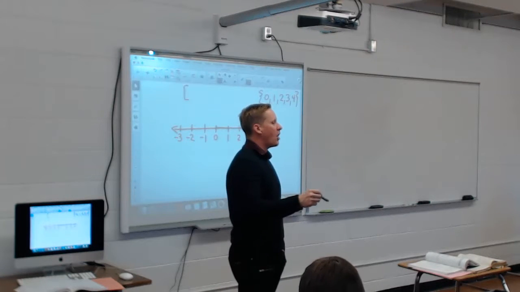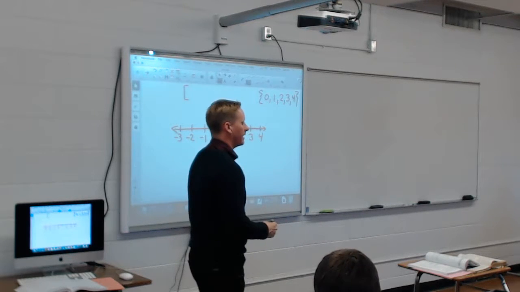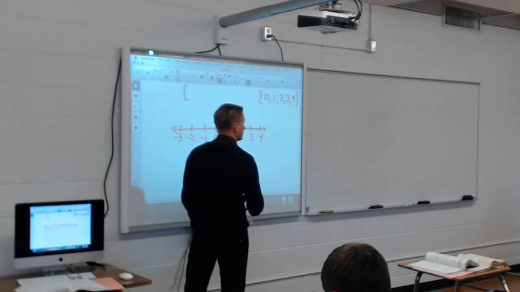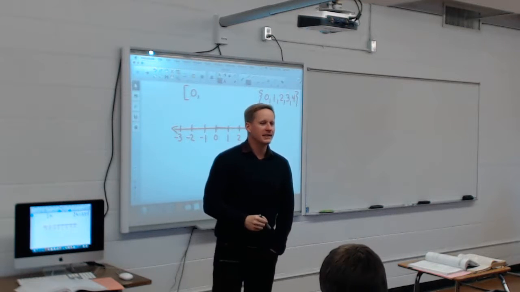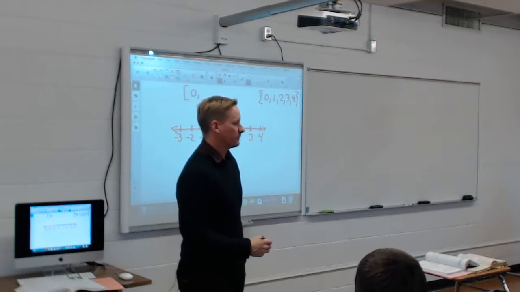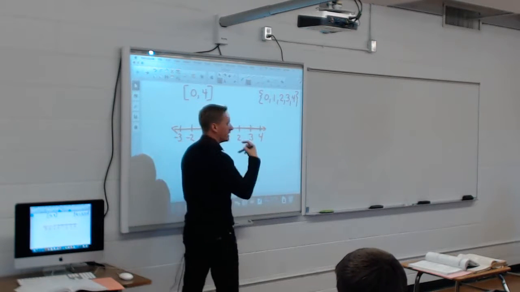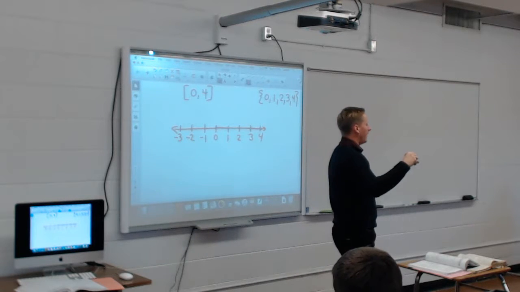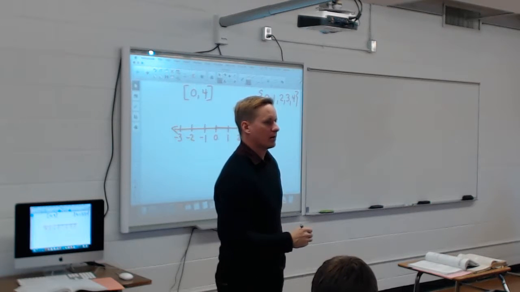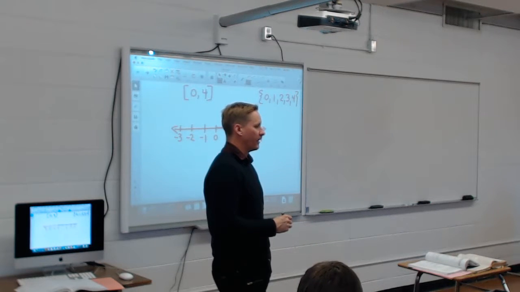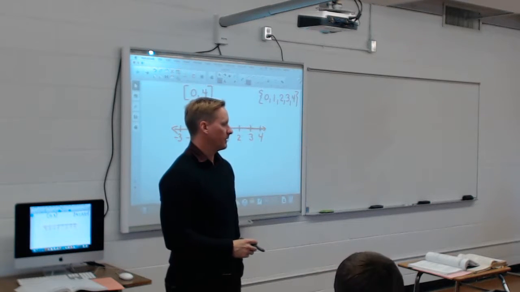The first value is always the smallest possible value on the graph. What is the smallest value that I'm indicating on this graph? 0. Then I put a comma. What is the largest value I'm indicating on this graph? 4. So this interval notation reads every value from 0 to 4, including 0 and including 4. Everybody follow that so far? Always the smallest value to the largest value. All right?